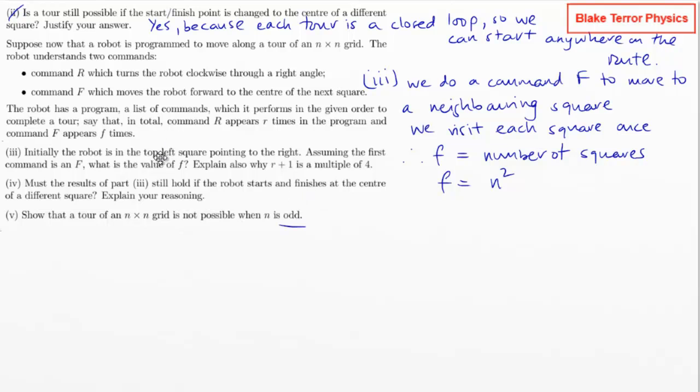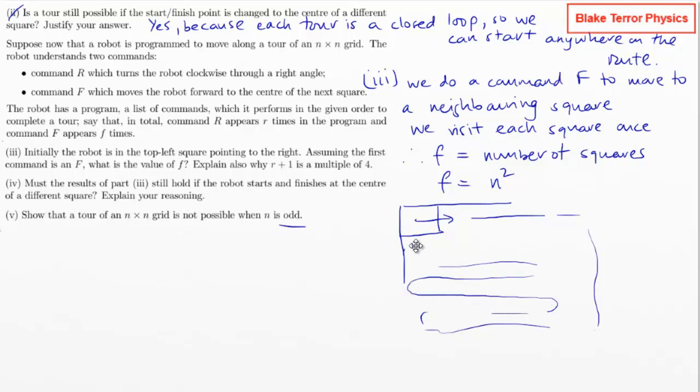So we're initially in the top left square pointing to the right. And r plus 1 is a multiple of 4. What was r again? R is turning clockwise through an angle of 90 degrees. Right, so we've got some grid, we're setting off on a tour. We're starting up here and we're pointing that way. Okay, we go off on a tour, jinking around, and then we come back to the final square coming in here.